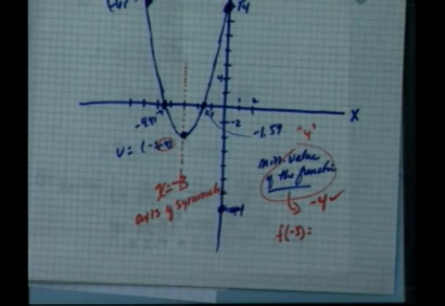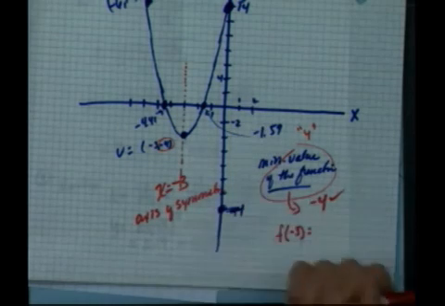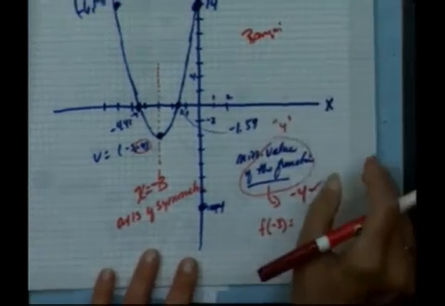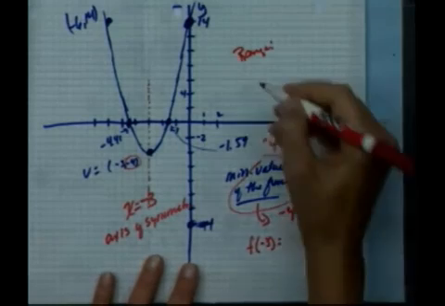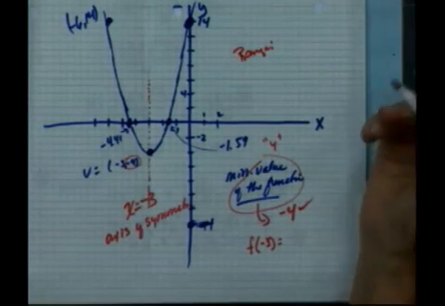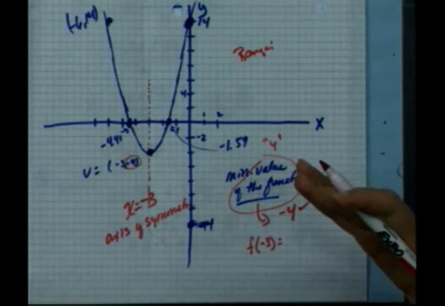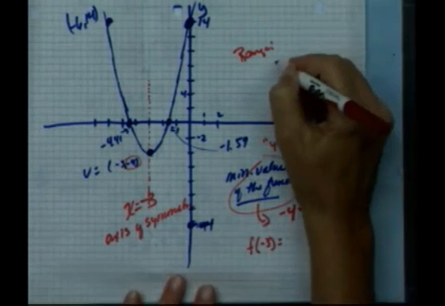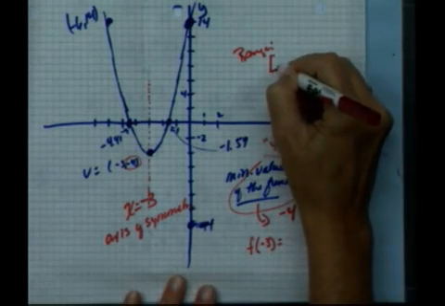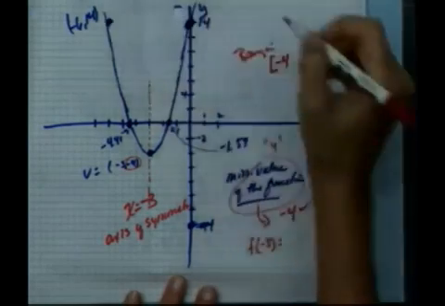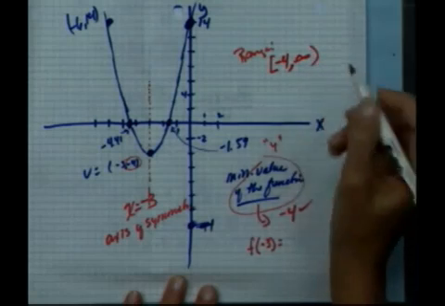Got it? Good. What is the range for this function? I'm just reviewing you from other stuff. The range is the y's, right? So what's the range? Well, it's going to keep going up, right? The curve goes forever and ever. So the range is from -4 to infinity.